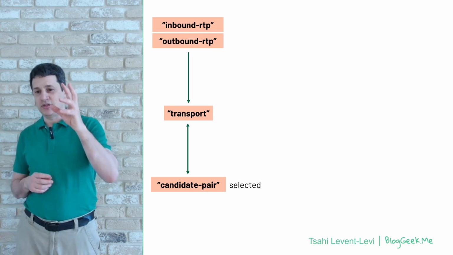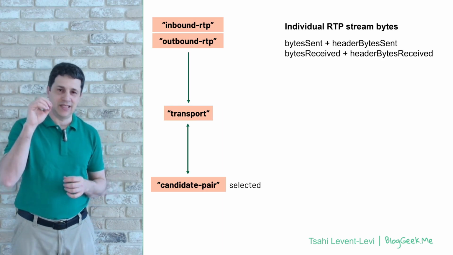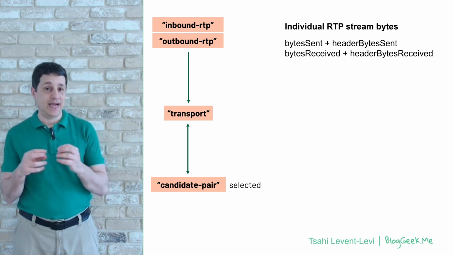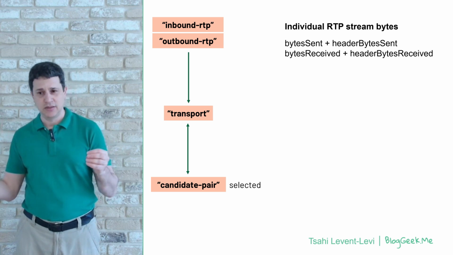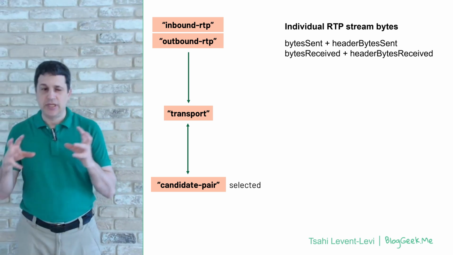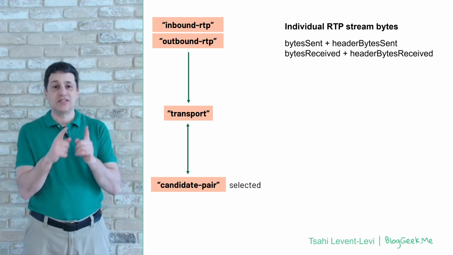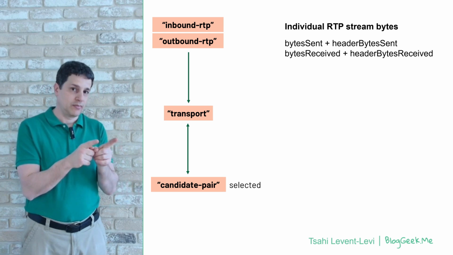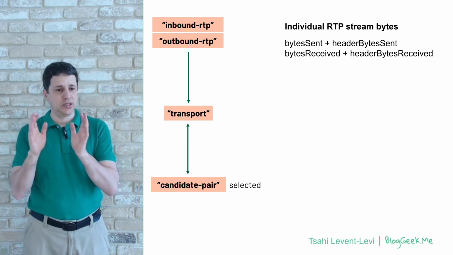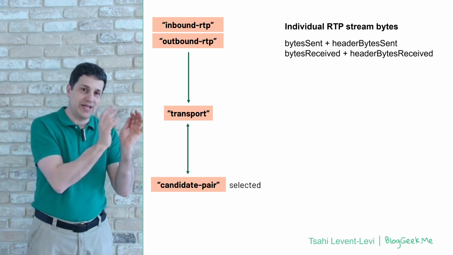If we look at the inbound RTP and outbound RTP, what they store are the individual RTP stream bytes. Bytes sent and bytes received are the actual media that we're going to send. And then there's header bytes sent and header bytes received, which are the same things, but for the headers of the RTP. So on the inbound RTP and outbound RTP, there is a distinction between the actual media that we're sending and the header of that media.